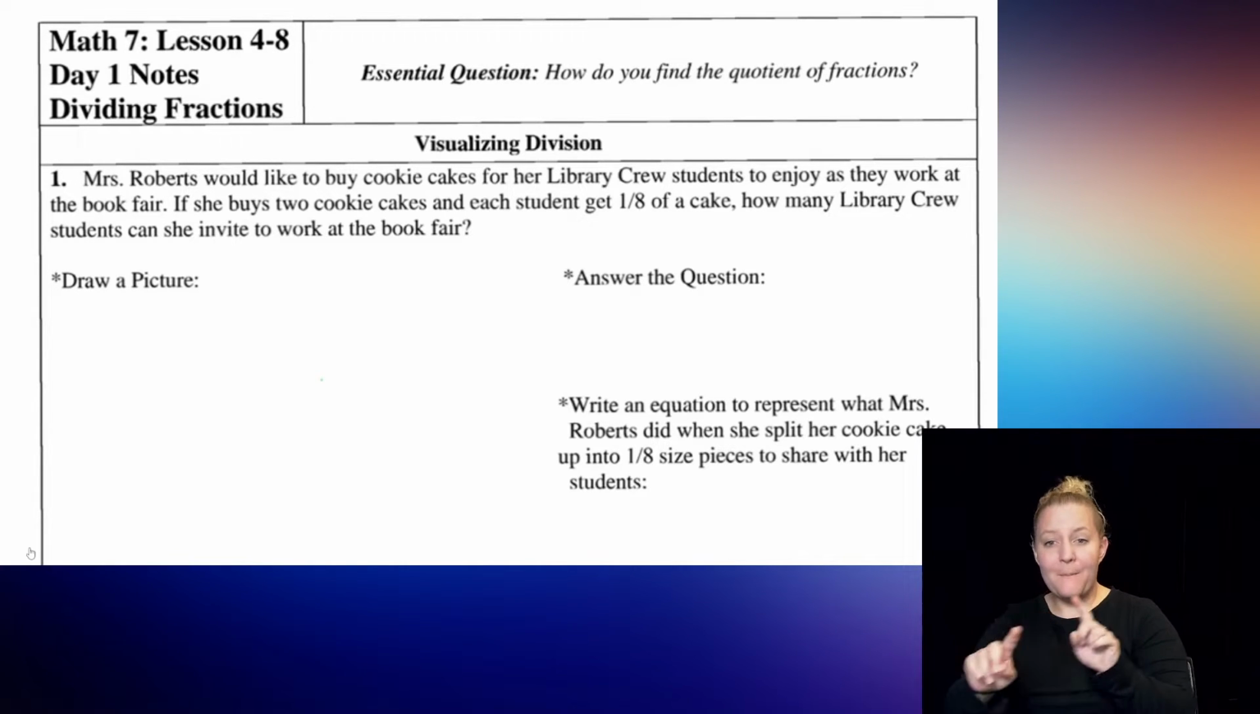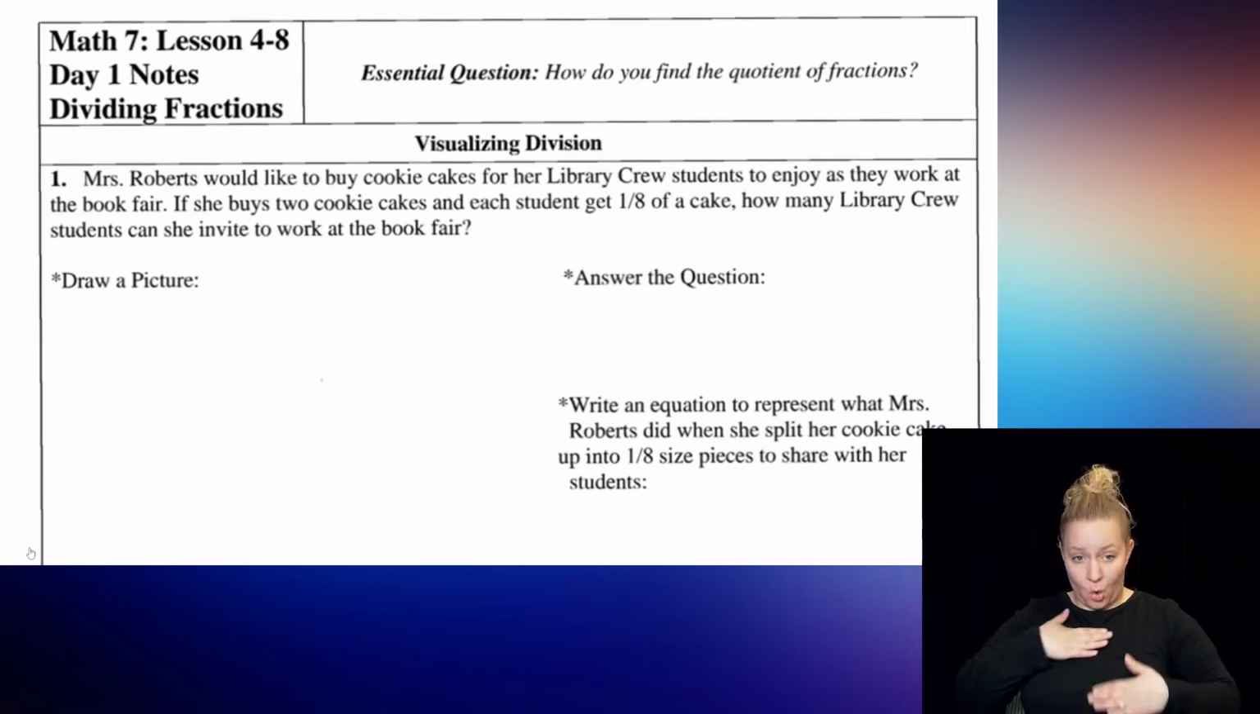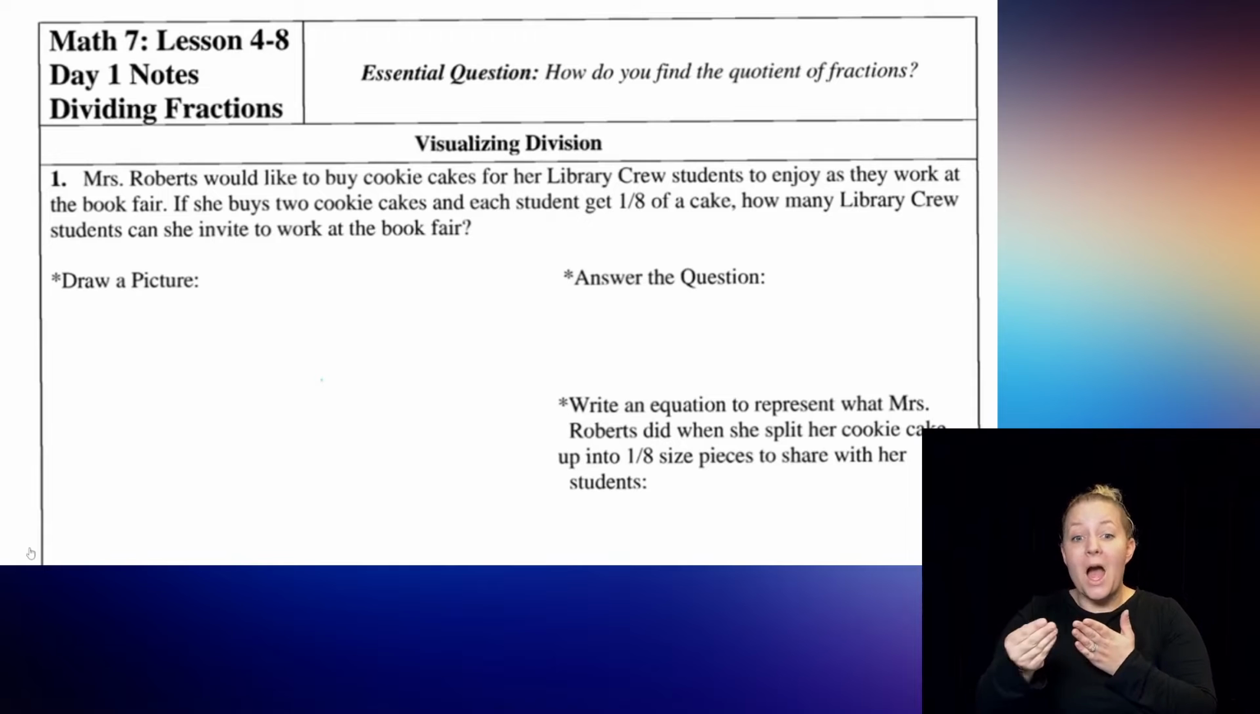So, number 1, Mrs. Roberts would like to buy cookie cakes for her library crew students to enjoy as they work on book fair. If she buys 2 full cookie cakes and each student gets an eighth of a cake, how many library crew students can she invite to work on this book fair?